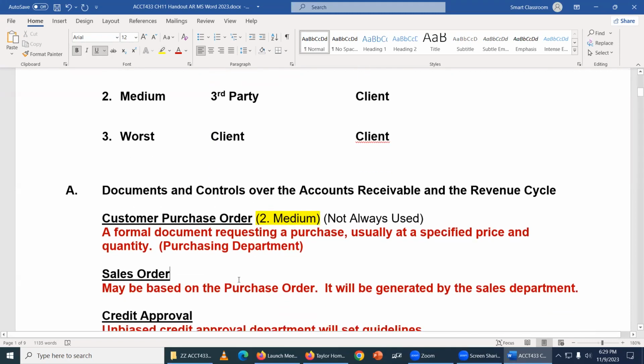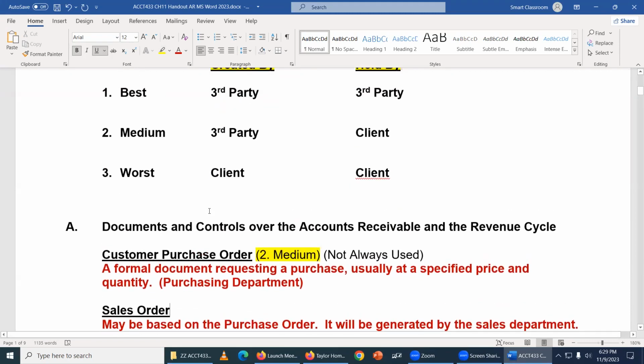Okay, sales order. Now this comes from the client's selling department. They make this order, usually based on a customer purchase order. That's number 3. It's the worst.